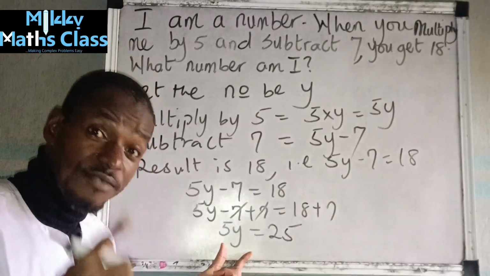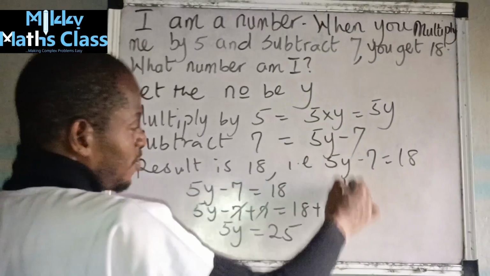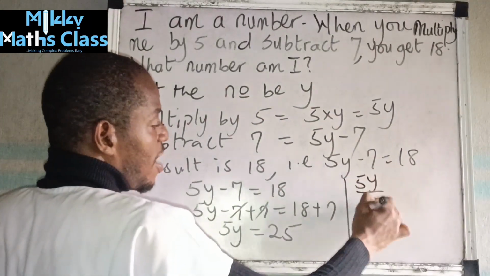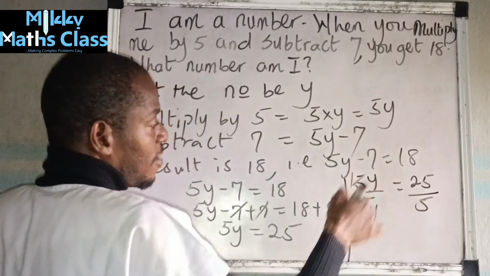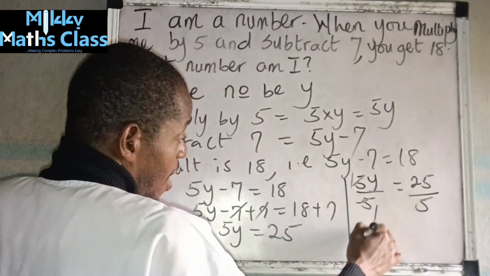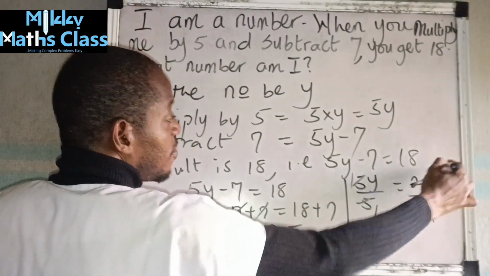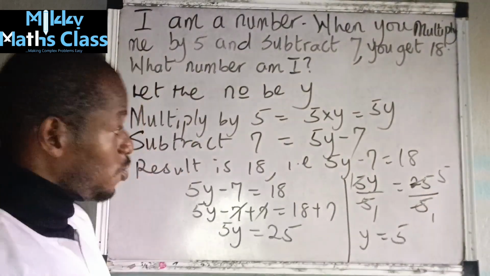Now when we get here, we divide both sides by 5, and that's all. So 5y over 5 is equal to 25 over 5. 5 we cancel 5, 5 here 1, 5 here 1. y is equal to 5 over 1, which is 5. y is equal to 5.